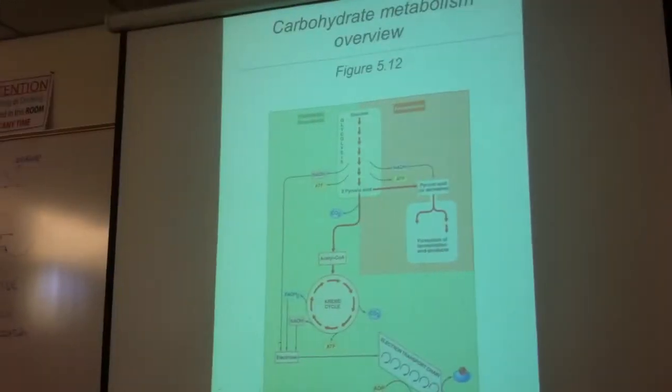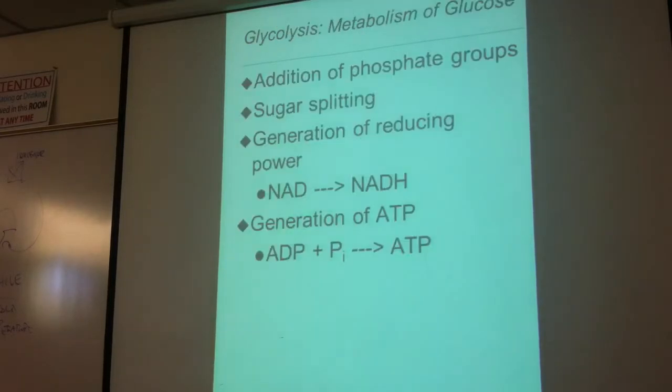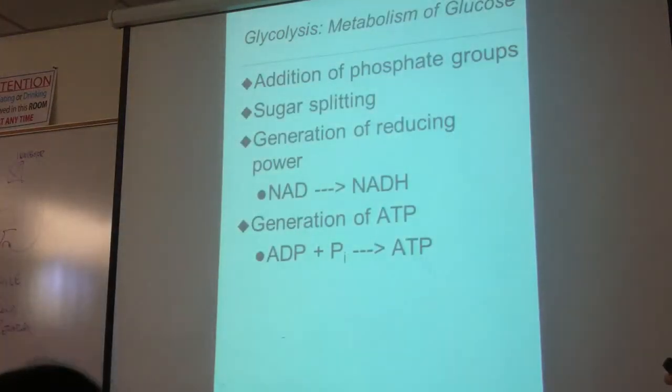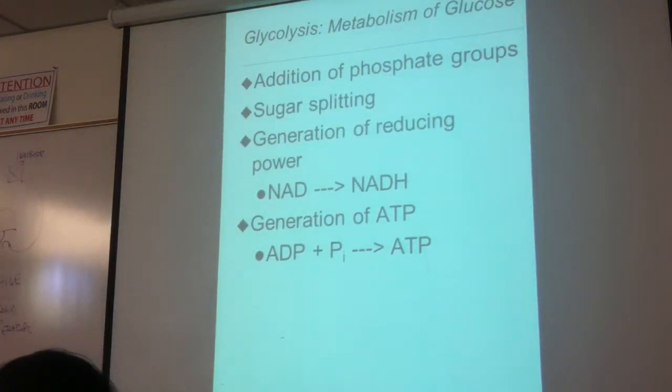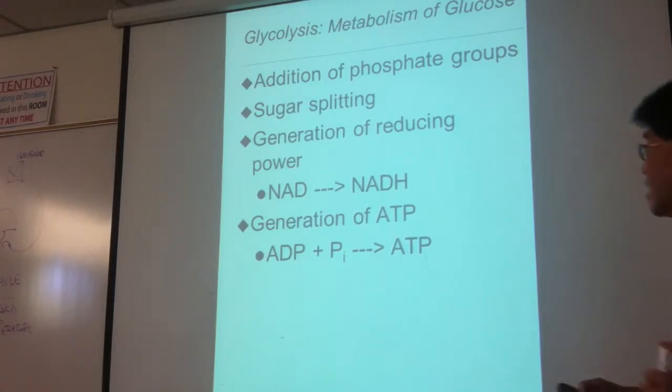And try to give you an idea of what's important things to know. Okay, all right. So when we look at glycolysis, we're going to be looking at it in terms of four major sub-processes that occur in glycolysis, and I'll sort of highlight each of these.